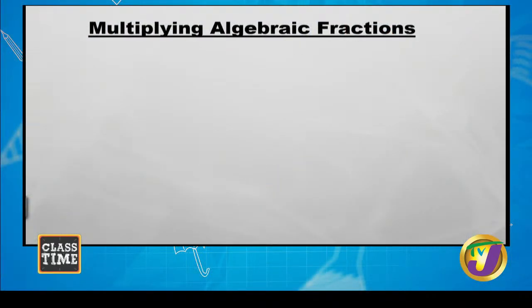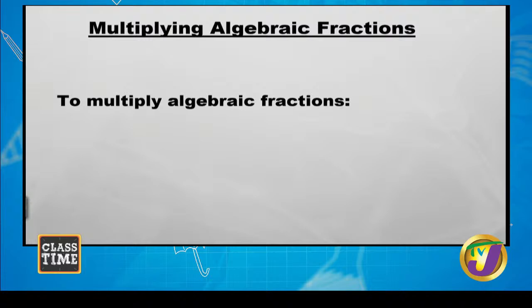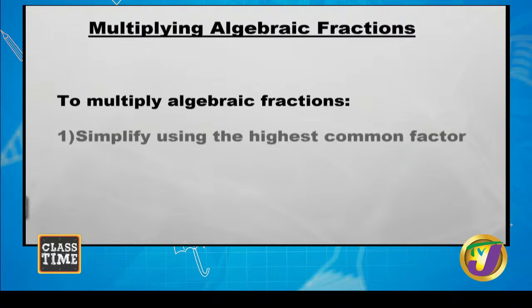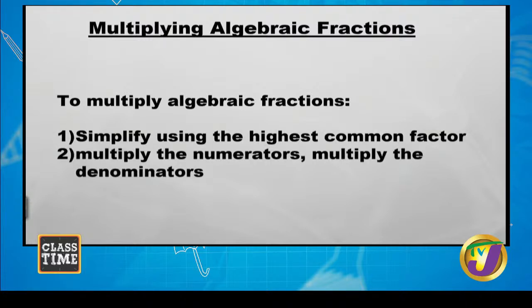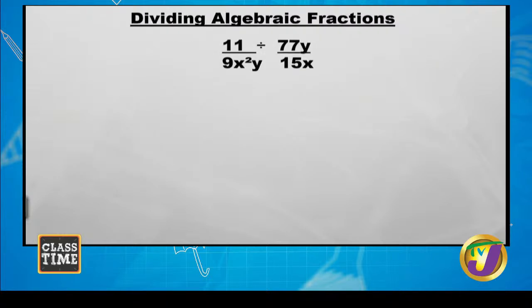So let's take it a little bit further now. And here we just want to recap. When we're multiplying algebraic fractions, 1, we simplify using the highest common factor. And 2, we multiply the numerators, and then we multiply the denominators. So we would have looked at simplifying algebraic fractions, and we would have looked at multiplying algebraic fractions. Let's see if we can go a little bit further now to dividing algebraic fractions.